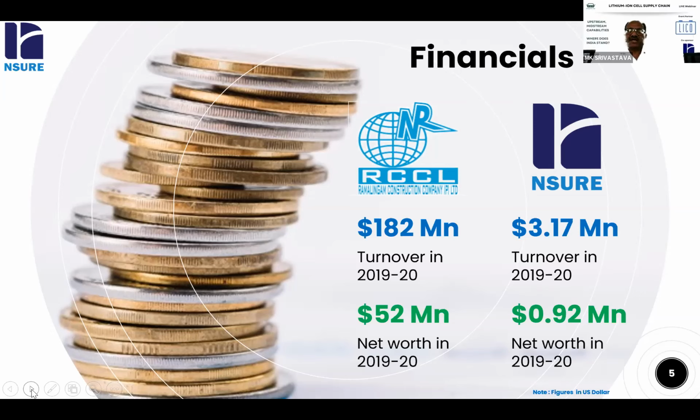Okay, so this is the parent company. We have a net worth of $52 million, and Ensure is the baby of RCCL. So we are yet to take off, and are establishing now as far as the roadmap of Ensure. This was just to give you a brief idea about the parent company, the backdrop of the company Ensure. You can move to the next slide, Priyakshi.